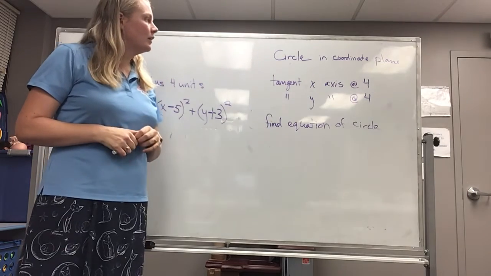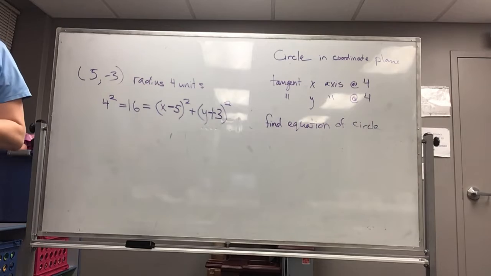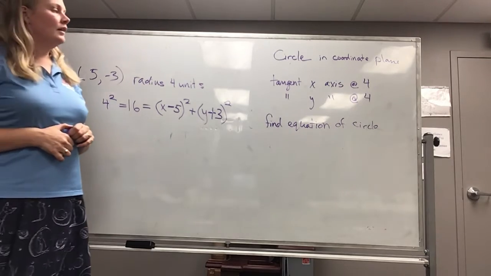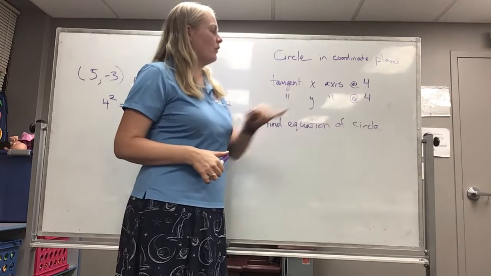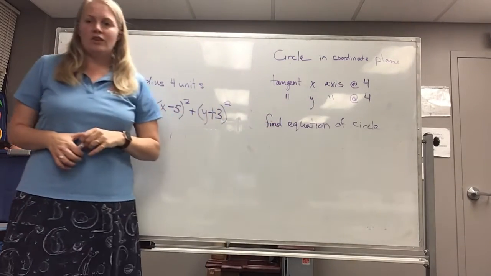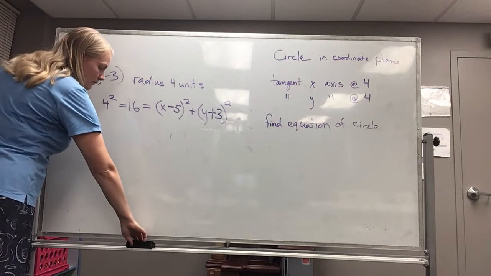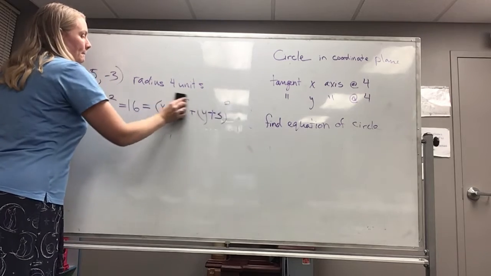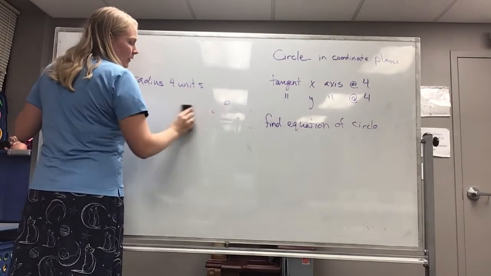Next one, it's a little bit trickier setup. They tell you that there's a circle in the coordinate plane, and it's tangent to the x-axis at 4 and the y-axis at 4. Find the equation of the circle. I'm going to give you a little bit longer to work on this one.